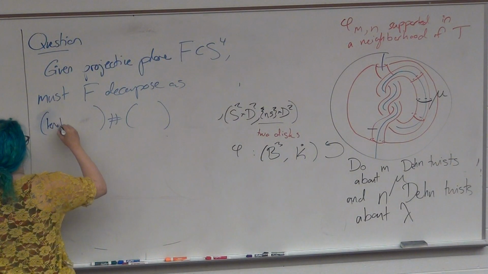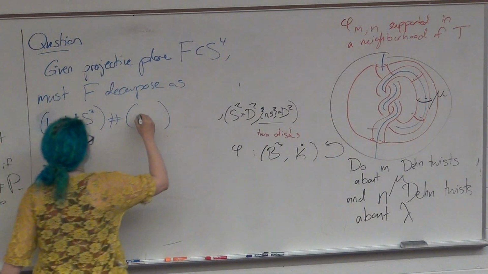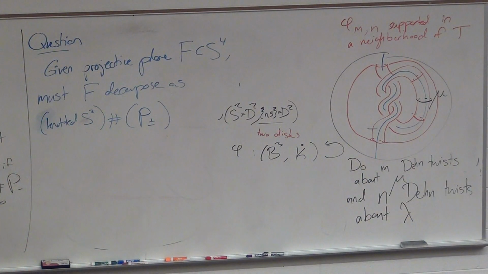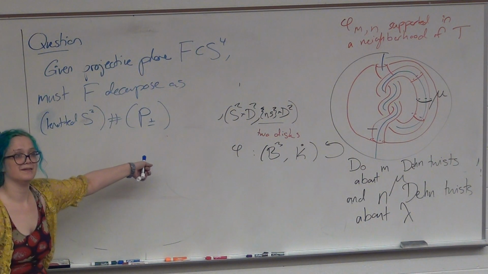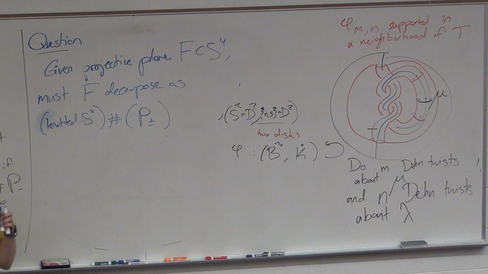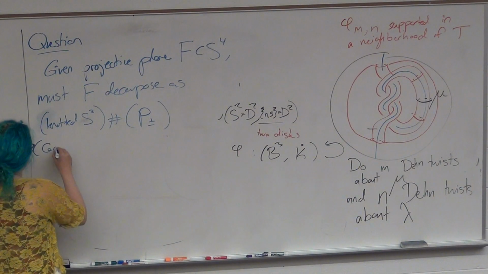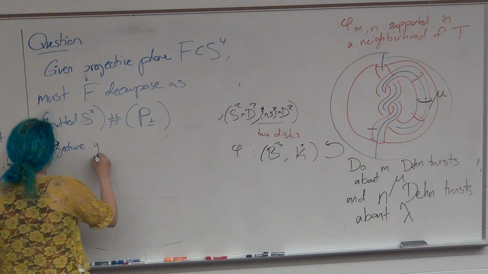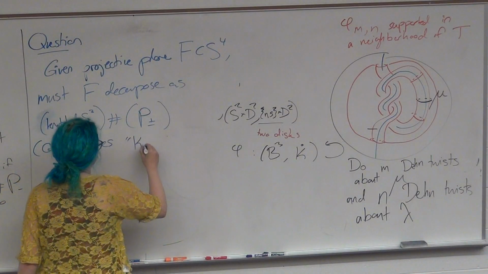Knotted two-sphere. And the other summand is either P plus or P minus. So the question is, given a projective plane, is all of the knottedness in a two-sphere part, and the fact that it's a projective plane just a coincidence, and I can always pull it off? And we don't know the answer to this question smoothly or topologically locally flat. Which is like, how could that possibly be true, right? So the conjecture that the answer is yes is called the Kinoshita conjecture.